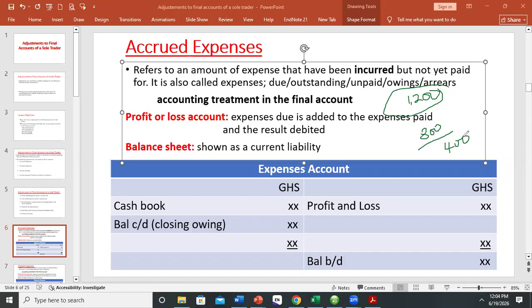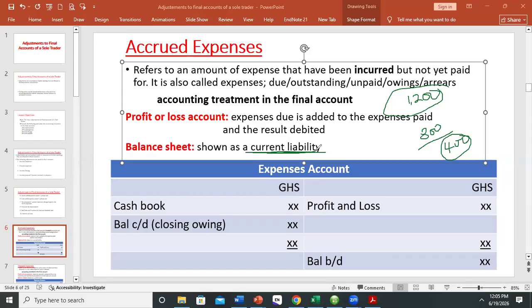So to adjust this 400, which has not been paid, we say in your profit or loss account, you add this 400 to the 800 so that you get the total expense or rent for the period. And since you haven't paid this, when you go to the balance sheet, you would show it as a what? Current liability. Does it make sense? If not, please ask any question that you may have. So it's like, can you explain it again?